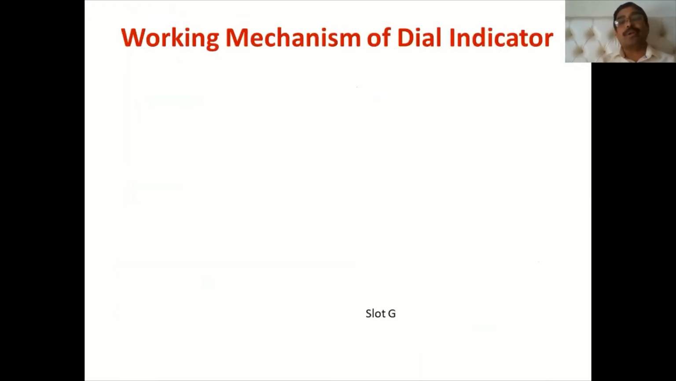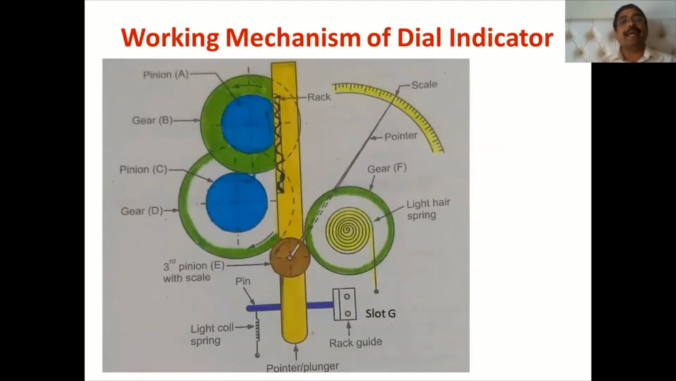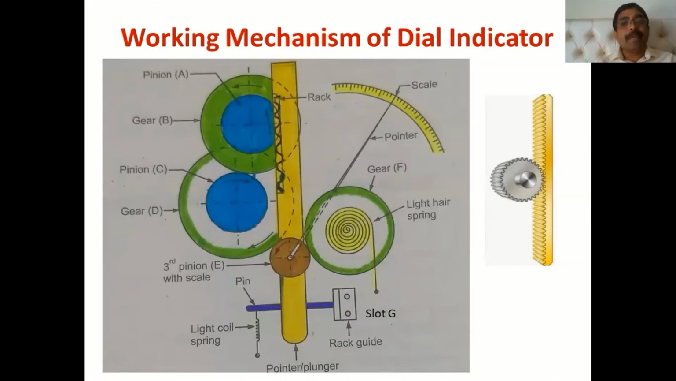Now we are going to a very important point, the working mechanism of a dial indicator. Students, to understand this, I have put one diagram there. This is the internal structure of this dial indicator. Here I will show you one more diagram. This dial indicator consists of a number of parts: a plunger, gear, pinion, a spring, pointer, and the scale. So a number of components are there. We'll go one by one.